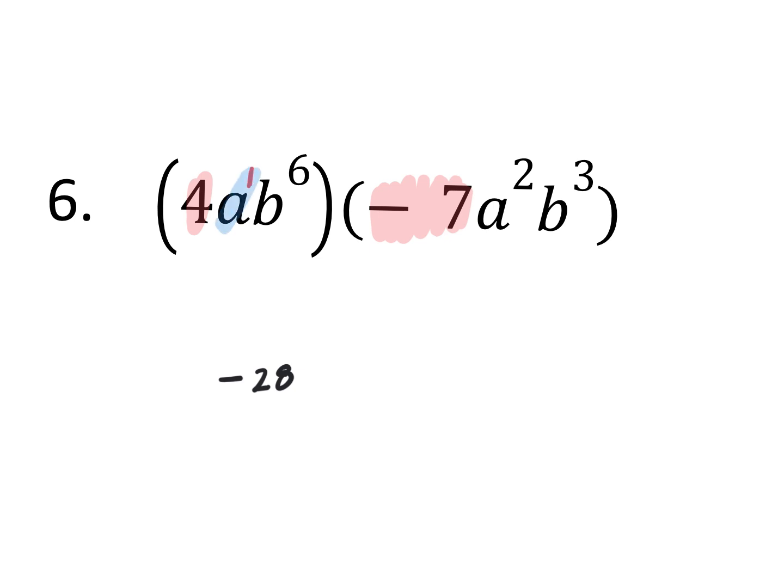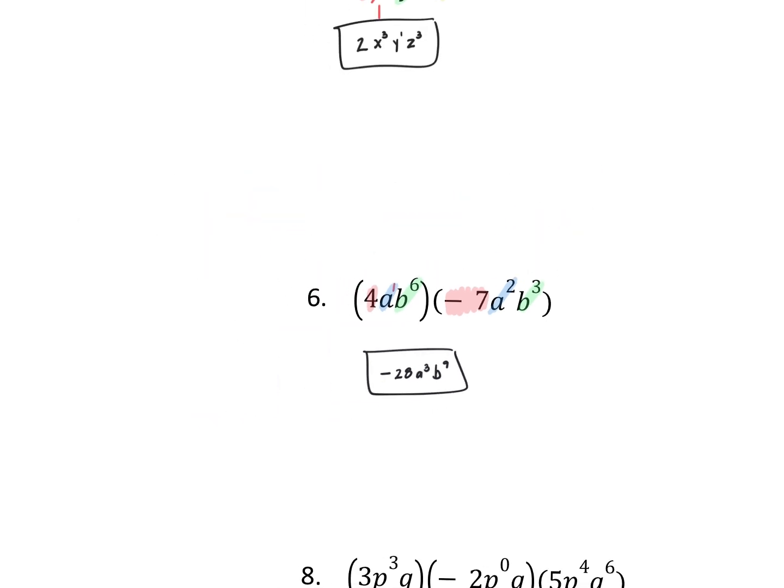So I have a to the first and a to the second. That's going to give me a to the third. And then I have b to the 6th and b to the third. That's going to give me b to the 9th. And I am all done because I don't have anything left.